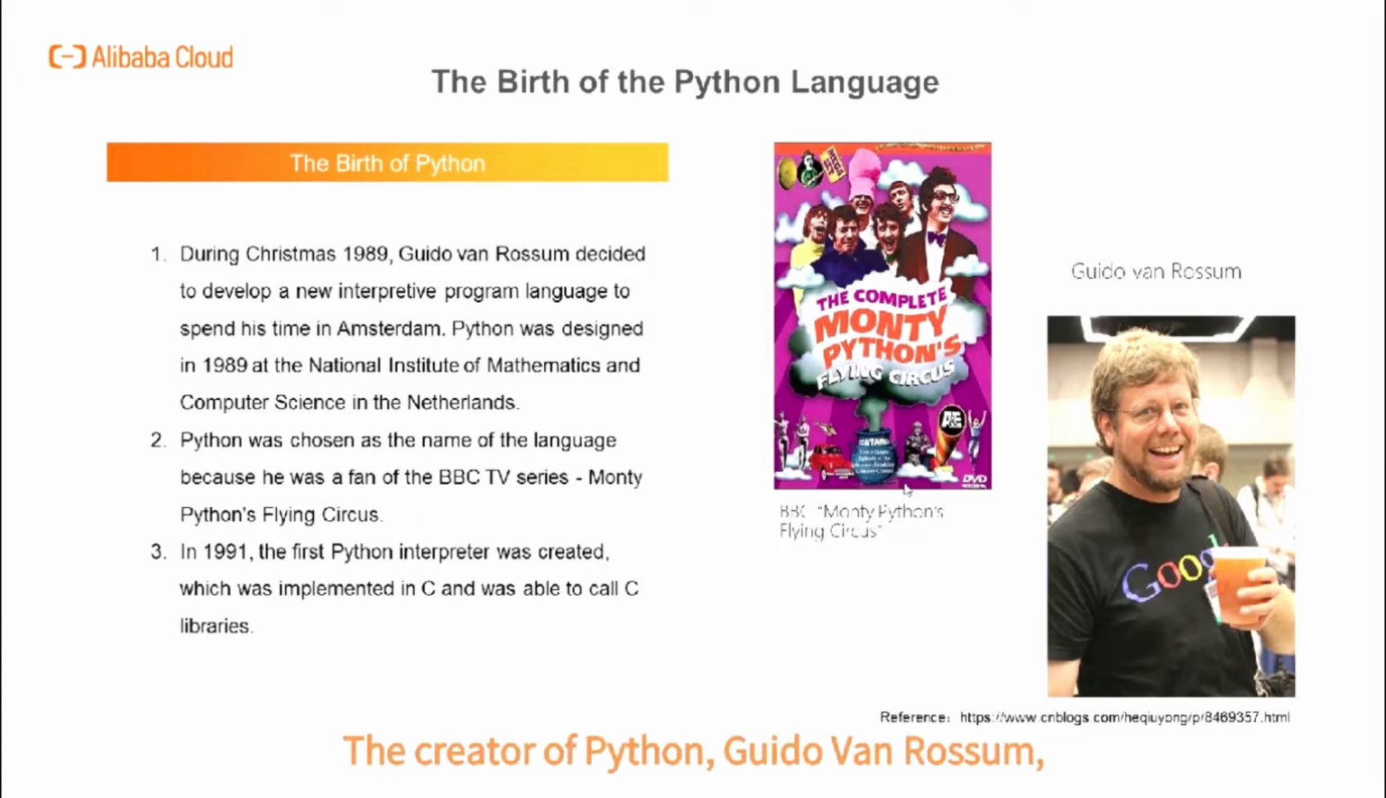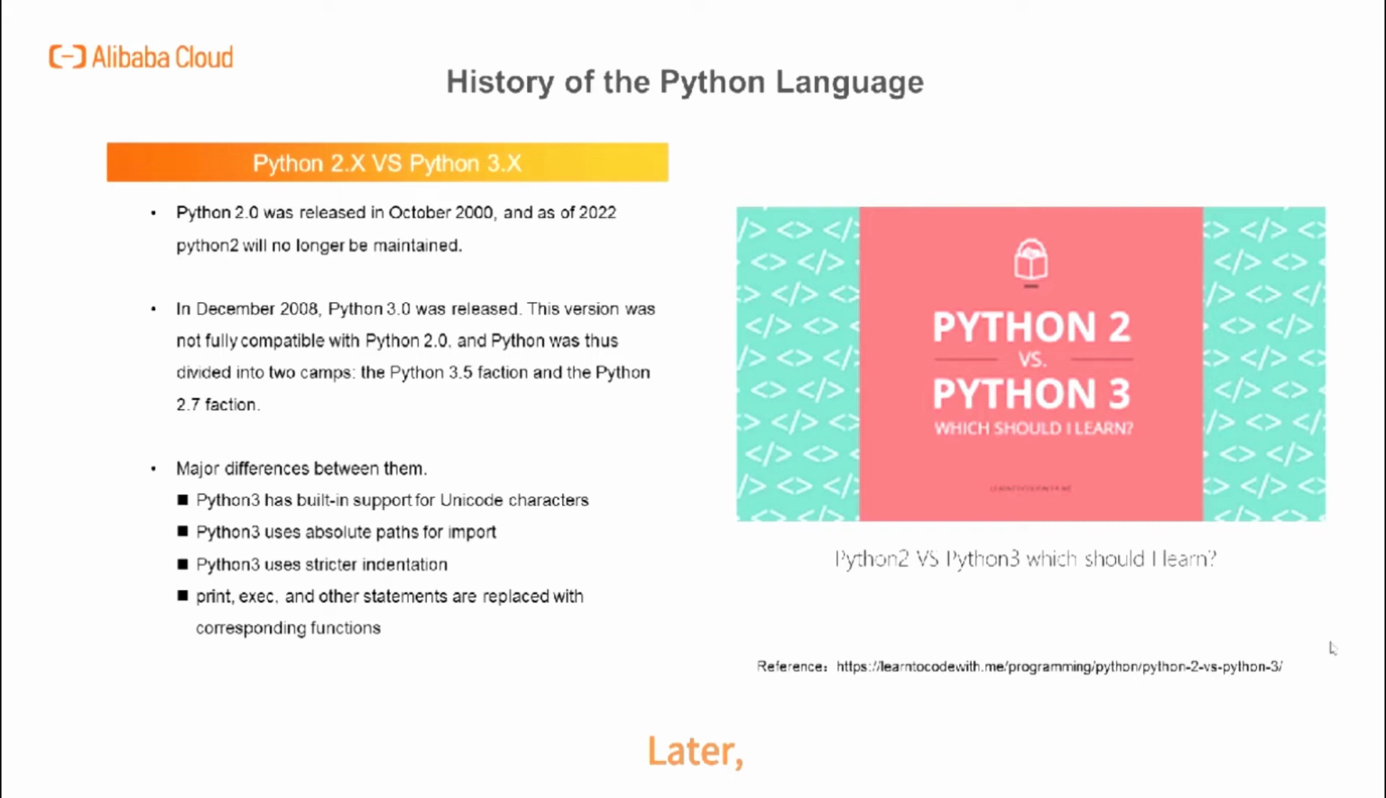The creator of Python, Guido van Rossum, was in Amsterdam during Christmas in 1989 to spend the Christmas time. He decided to develop a new interpreted language, and then he created Python's predecessor. Compared with the C language, Python is an interpreted language and does not need to be compiled. At the same time, it can also call the standard library of the C language. So Python has obvious advantages. Later, the Python language developed the 2.x series and the 3.x series.